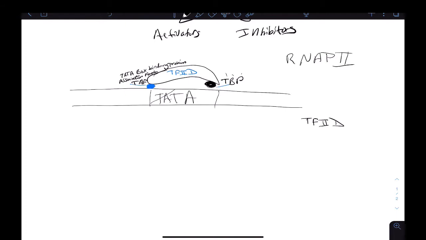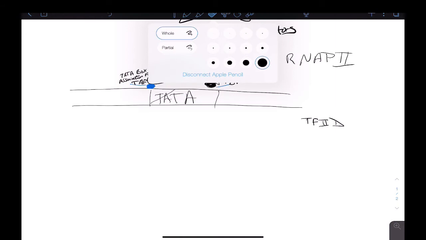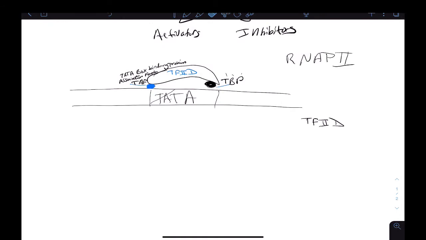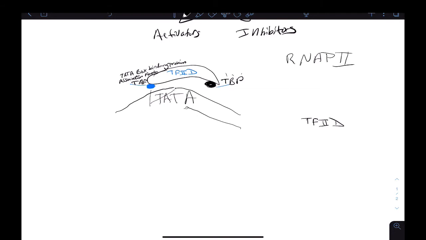So what's going to happen is, let me erase this a little bit and redraw. What it will do is go over here and make this bend over here. You will see one of the reasons why this happens later on. So this is what the TF2D protein does.